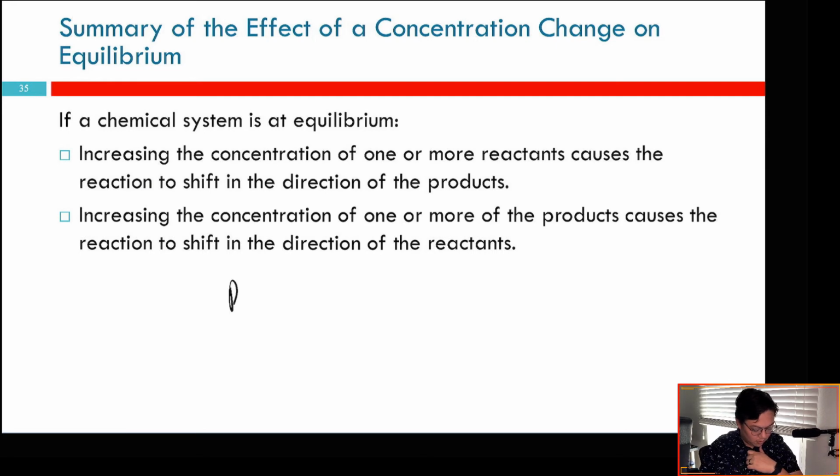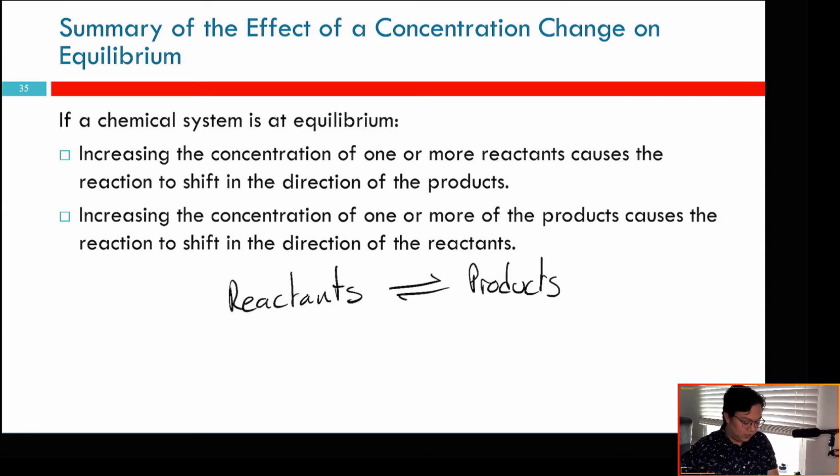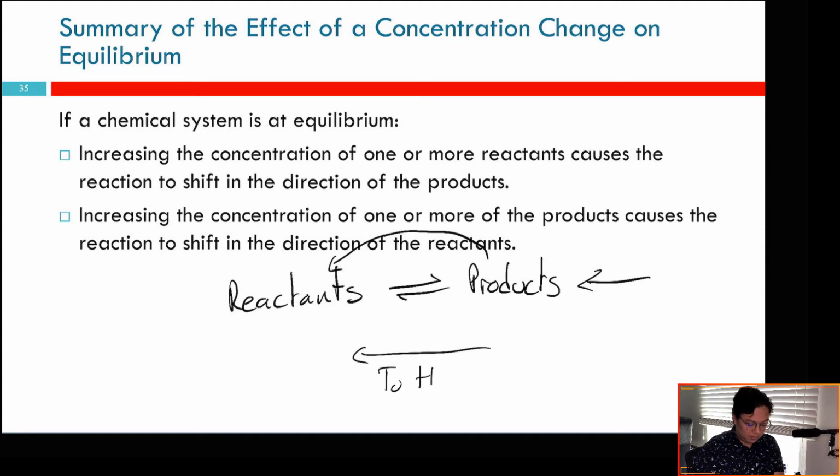Write this down. We go from reactants to products. If we add to the reactants, that will overflow into the products, and so we'll increase the products, and we say that the reaction shifts to the right, shifts to the products. If we do the opposite and we add to the products, those products will overflow into the reactants, and we say that the reaction has shifted to the left.